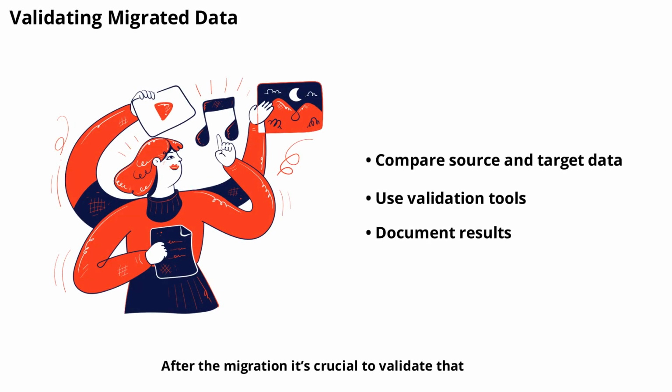After the migration, it's crucial to validate that all data has been transferred accurately. Compare source and target datasets to check for completeness and consistency. Use automated validation tools where possible to speed up the process and reduce human error. Address any discrepancies immediately, and document the validation results for compliance and auditing purposes. Thorough validation ensures that your ITSM software contains reliable, usable data, supporting ongoing business operations.